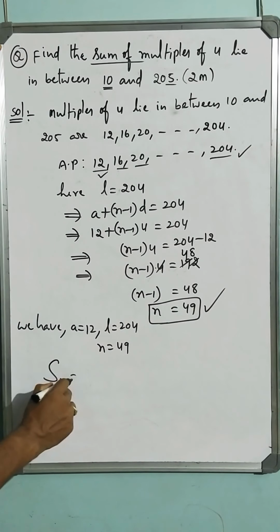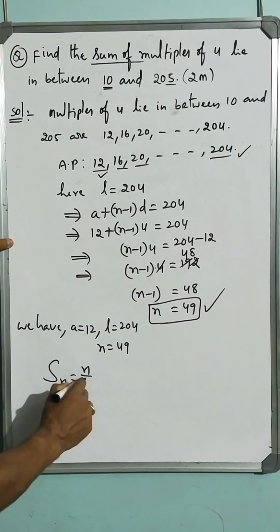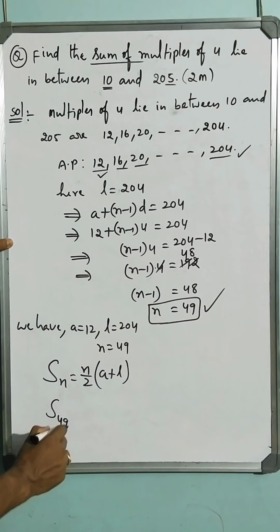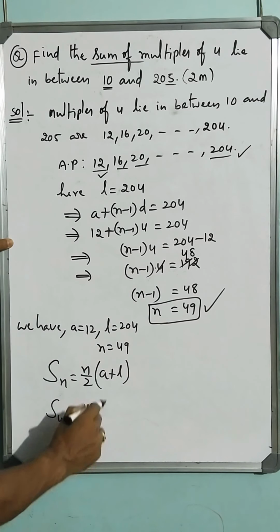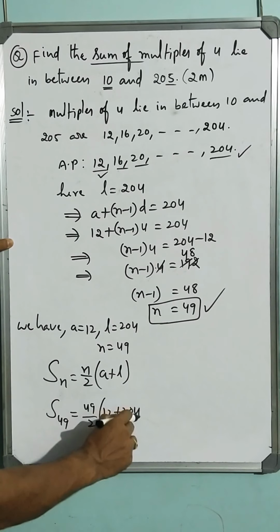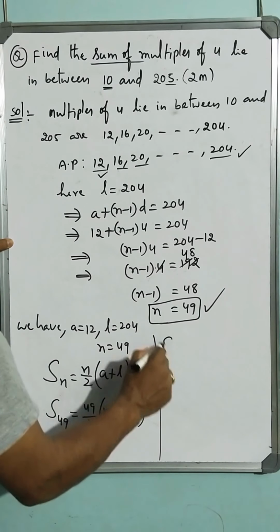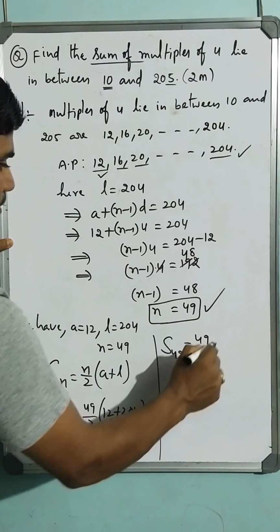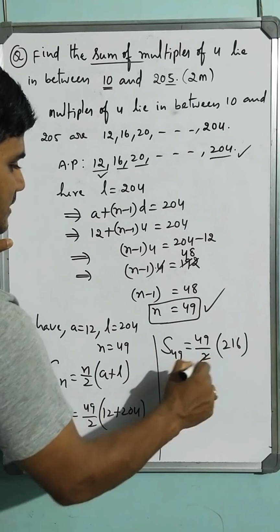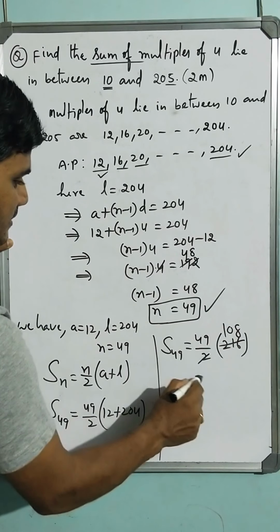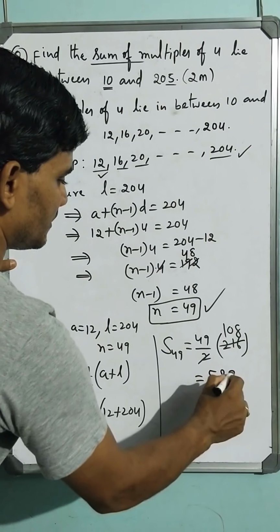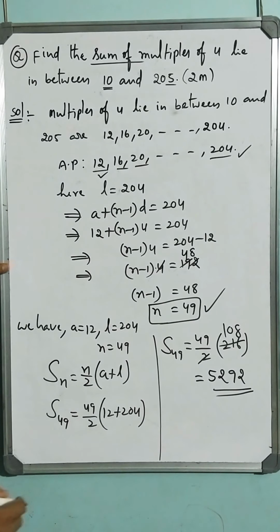Therefore, the sum of n terms is equal to n by 2 into a plus l. Therefore, the sum of 49 terms is equal to 49 by 2 into 12 plus 204. That is, the sum of 49 terms is equal to 49 by 2 into 216, it is 2 ones, 2 zeros, 2 eights. If you multiply, the product becomes 5292. This is how we can solve the given question very easily.